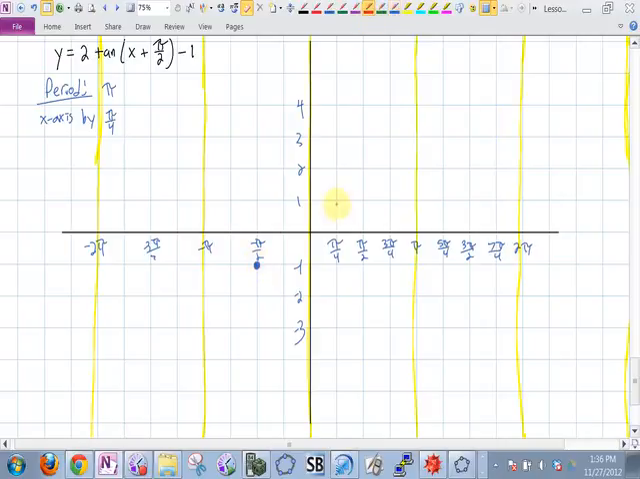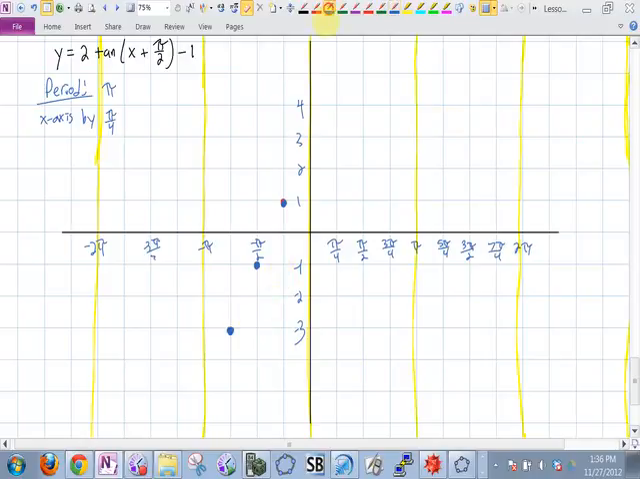Usually, on the parent function, there's a point right here at pi fourths, 1. That's going to vertically stretch by 2. Shift to the left pi halves, and then shift down 1. So you're going to be right there at the point negative pi fourths, comma, 1. Usually, the parent function has a point right here at negative pi fourths, comma, negative 1. That's going to vertically stretch by 2. Then shift to the left pi halves and shift down 1. So you're going to end up with a point right here.